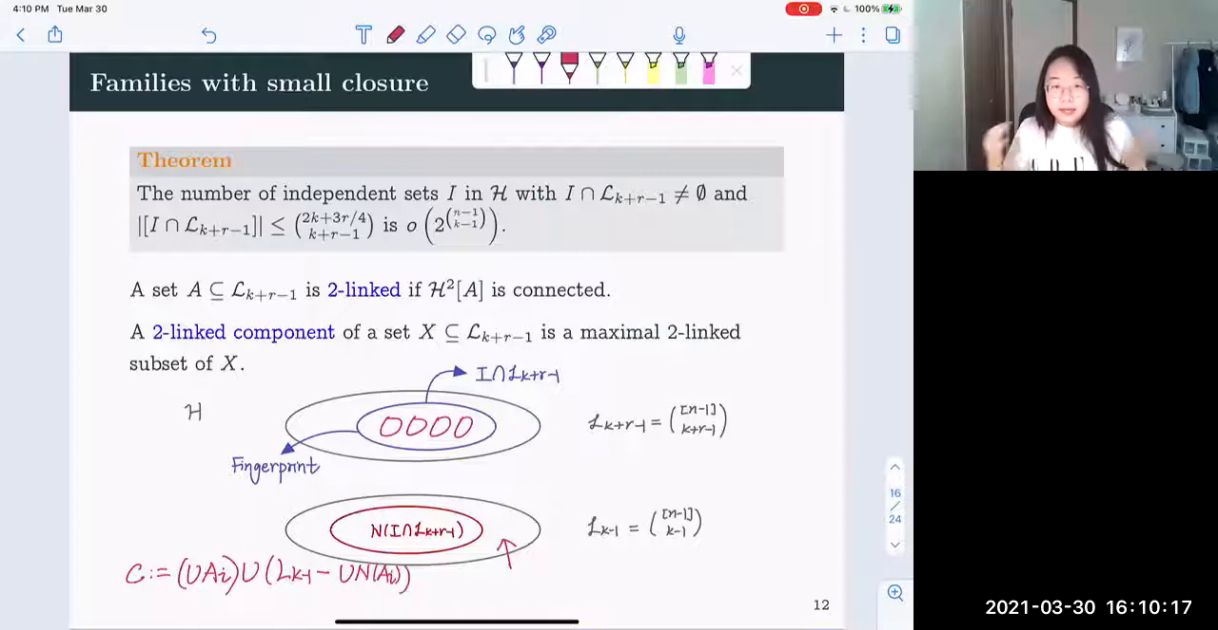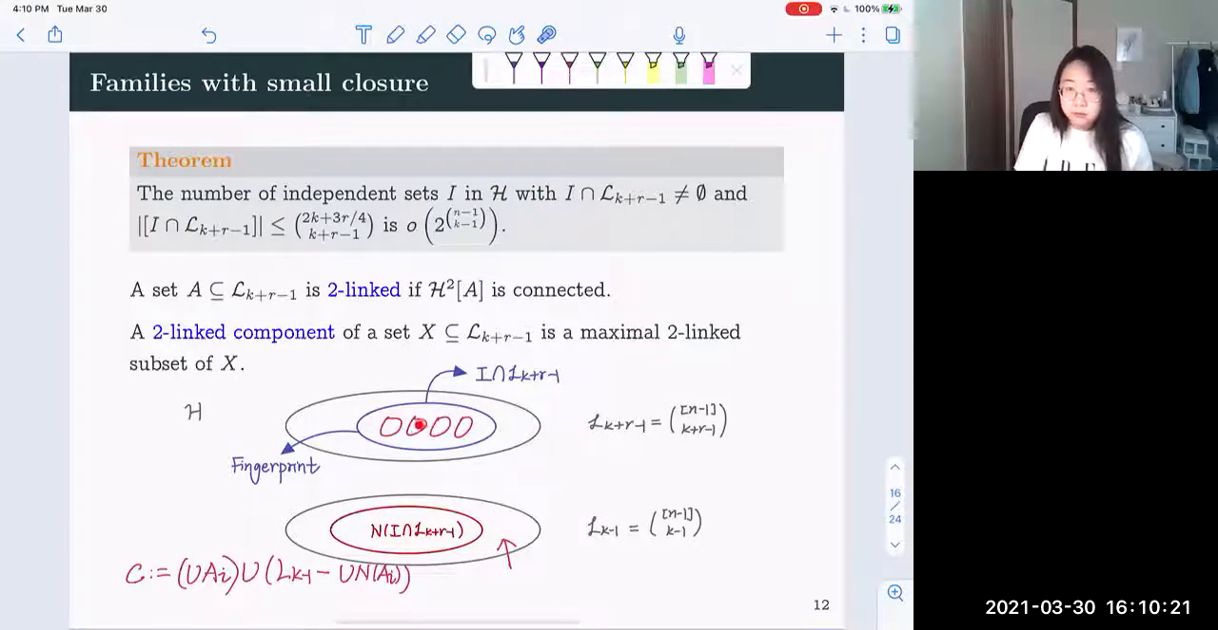So now any independent set with this intersection must be contained in this container C. This case is very special because we have a nice underlying graph, so we can actually manually construct this fingerprint and the container. But now the task really is, how do we count the number of containers?